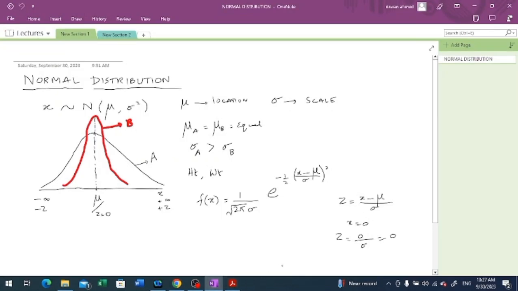Hi students, today we will talk about normal distribution and its applications. Any variable that follows normal distribution has two parameters, mean and variance or standard deviation. This is how we write it down: X follows normal distribution with mean mu and variance sigma square. Mean we call the location parameter, whereas standard deviation we call the scale parameter of normal distribution.